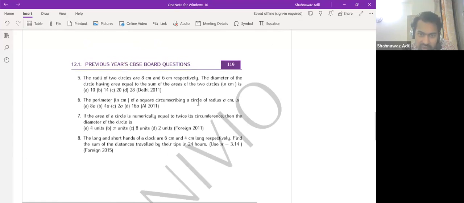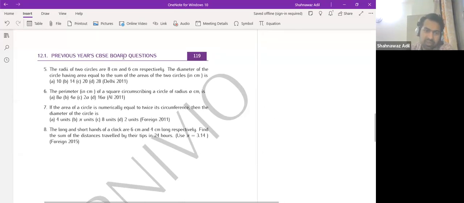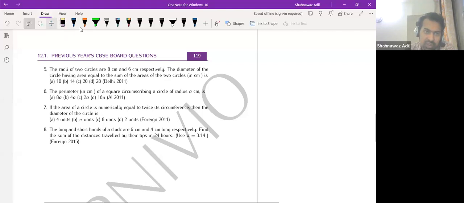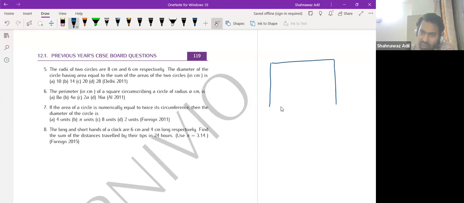The perimeter of a square. Is this one? Yes, sir. I'm getting 32A as the answer. Yeah. So the perimeter of a square. We have a square, and it is circumscribing a circle. So that is a very bad diagram. So circle of radius a centimeter. So this is a. This would be how much?